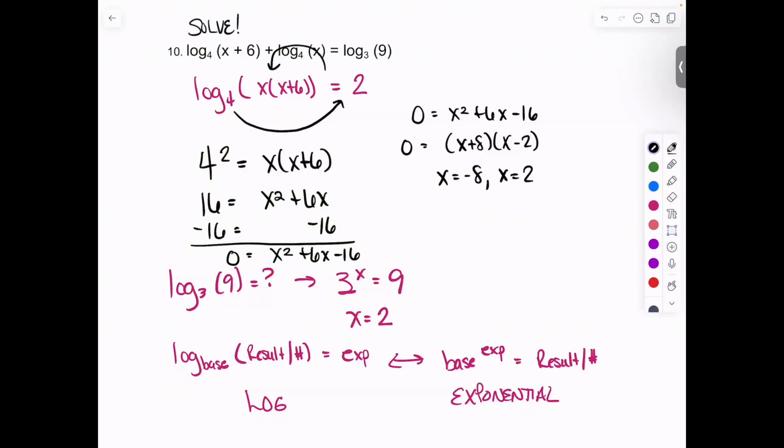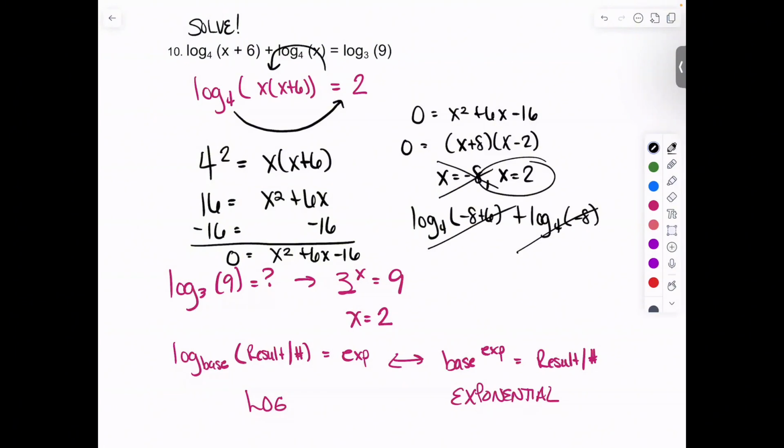Because if I have -8, it bombs out. If I plug it in, it's actually going to bomb out on both logs. If you take the log base 4 of -2 or log base 4 of -8, your calculator is going to say, nope, sorry, that's an error. And so those cannot be done. Extraneous, we just have x equals 2.